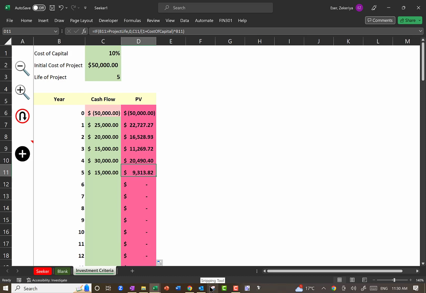All right. The reason I want to control for life of the project, when you're using this template, if from your previous use you had some stuff left here, by mistake you forgot to clear it, it prevents you from making a mistake. Now let's calculate NPV. It's basically sum of these present values, right?